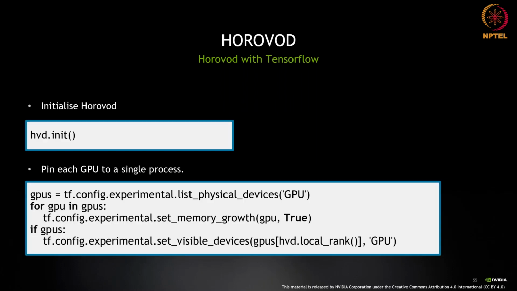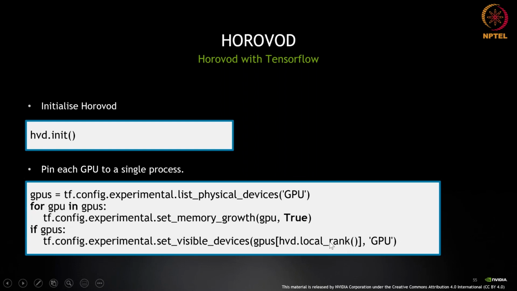So from a code point of view, this is how it will look. We first import and then initialize Horovod for the entire script. We then pin the GPUs to a single process. You can see here in the code, we first get all the listed devices available. We get that particular list, and for every GPU, we go by the rank of that particular process.